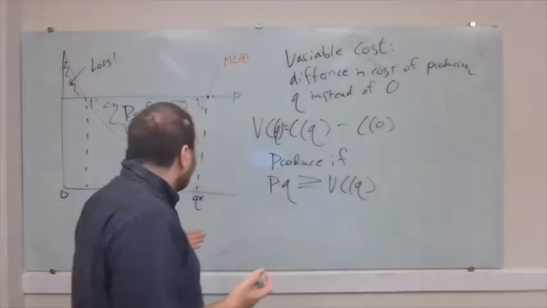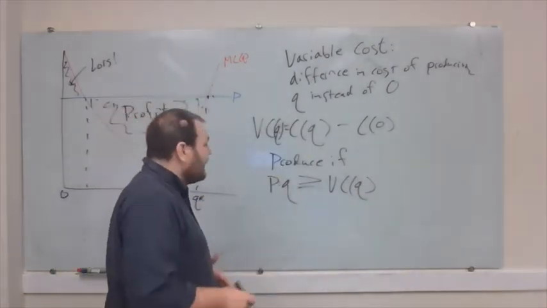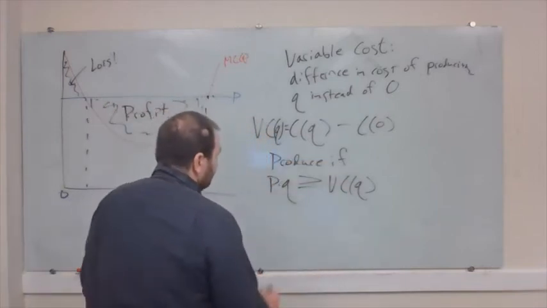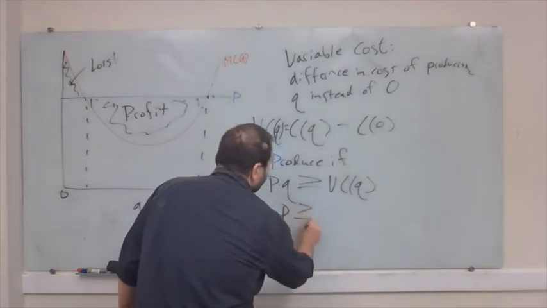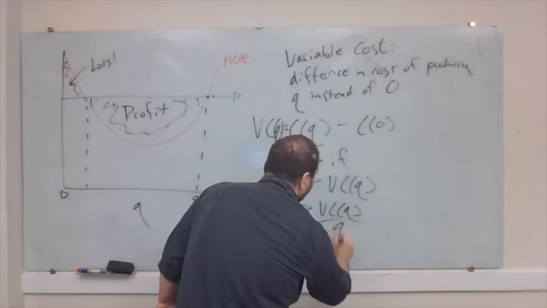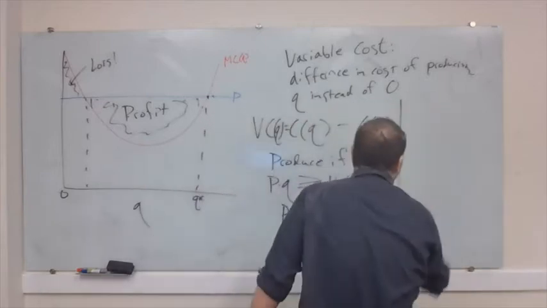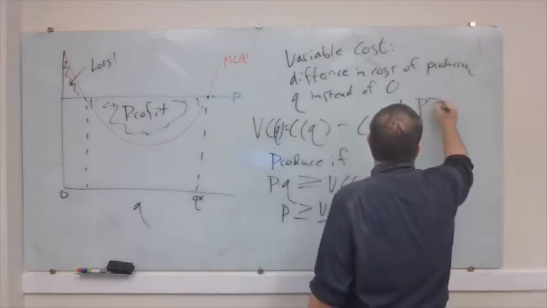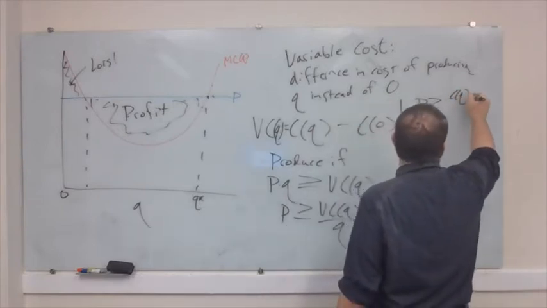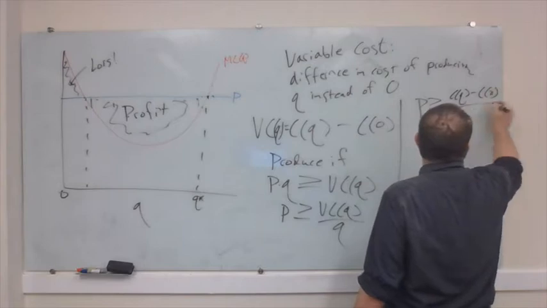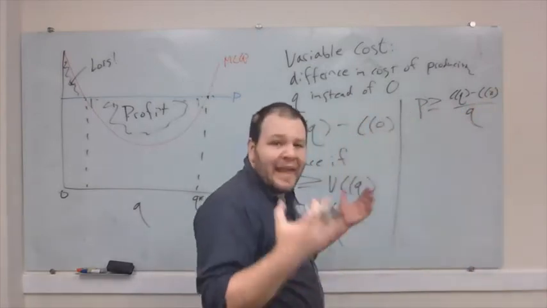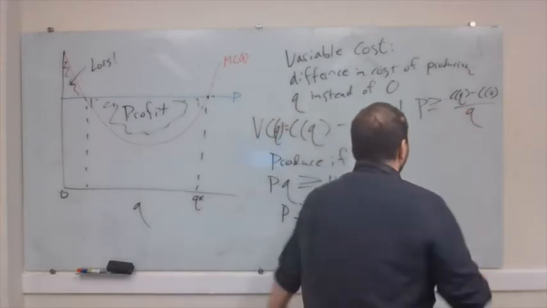Now, in order to have everything on the same scale, be able to put everything on the same graph, we like to divide this equation by Q. So we'll say P has to be greater than or equal to our variable cost of Q over Q, which is the same as, just to remind you, greater than or equal to C of Q minus C of 0 over Q. I'll call this thing my average variable costs. Average, because I'm just dividing the total by Q.